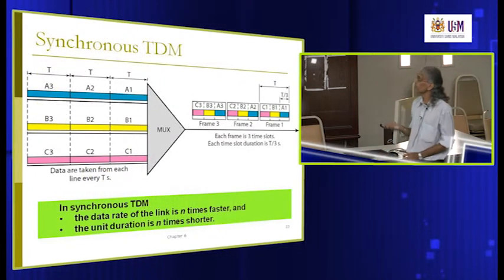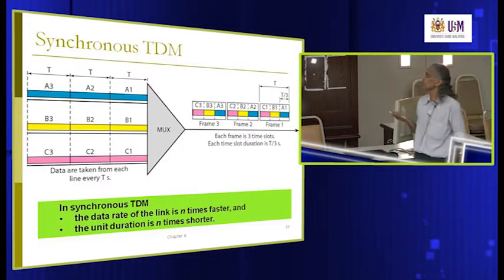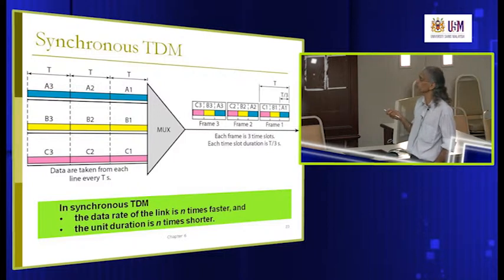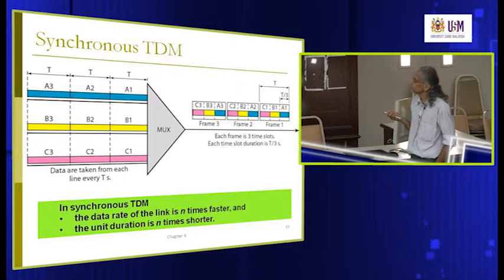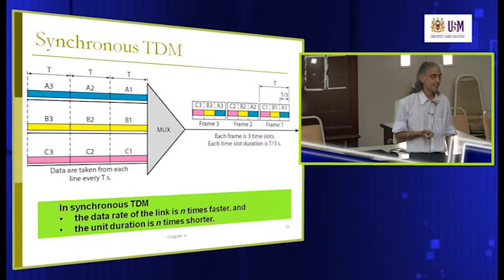Let's take an example. So we have three lines coming in, A, B, and C. What we need to do is get data from A, B, and C, combine them into a frame and then send it out. Multiplex it and send it out. So we need to create frames here. The frame will consist of data from A, B, and C. So we take the first portion of A, A1, and then a time slice of B, B1, and then a time slice of C1, and then we combine them into a frame and send it out. Next frame, we take the next piece of data from A, B, and C, frame number 2, and so on, and frame number 3. So each frame will consist of data from all the input lines.